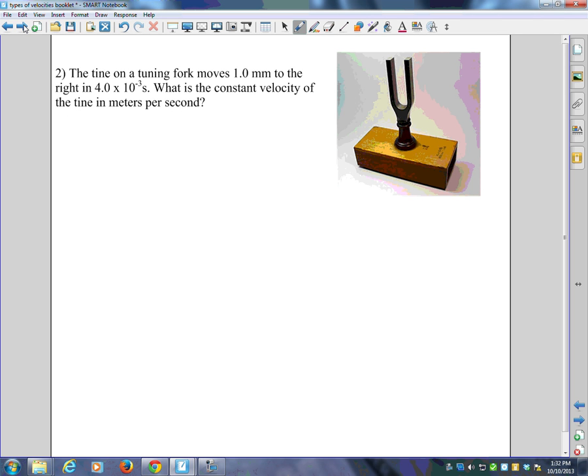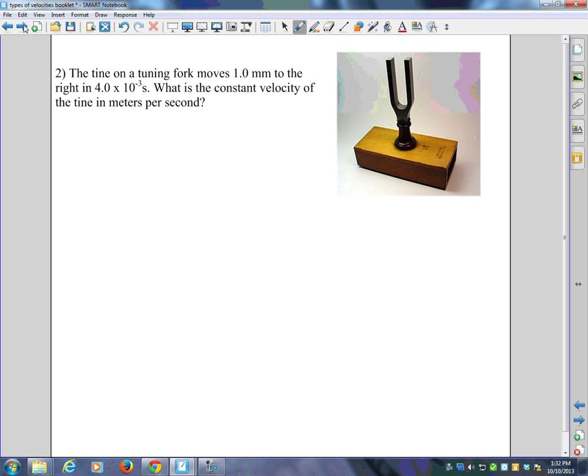Okay, the tine on a tuning fork. When you had your pumpkin pie at lunch today, and you used a fork, the little pokey things are actually called tines. That's what they're called. So there's your vocabulary word of the day. Tine on a tuning fork. Whether it's a tuning fork or a pumpkin pie fork, it's still called a tine.